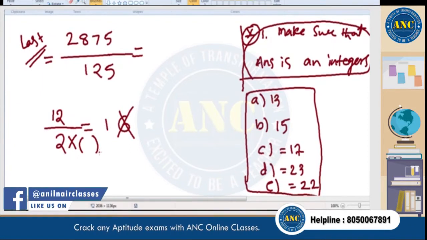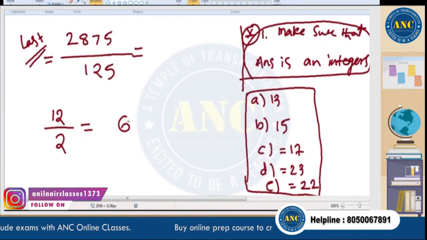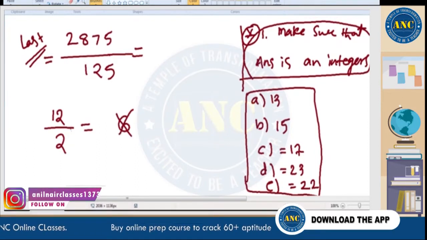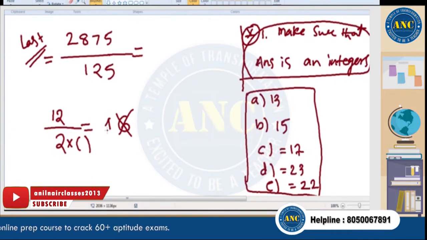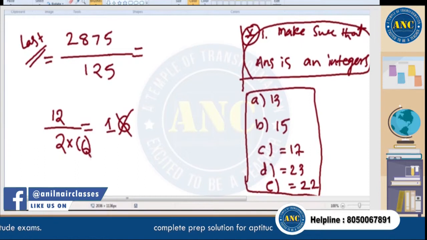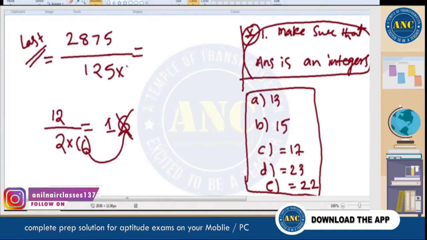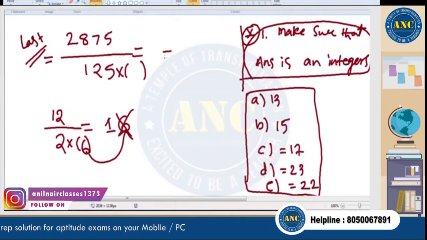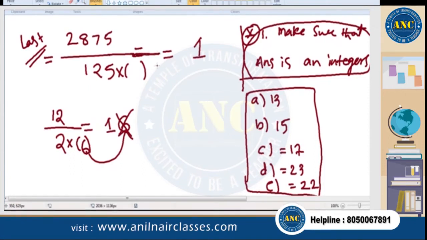I am repeating my question. If it is 12 by 2, the answer is 6. But here I am changing this question as, by multiplying with what number, the answer will be 1. That should be the required value. Definitely it is 6, sir. So my answer is also 6. Here also, by multiplying with what number will it become 1. That should be your answer.